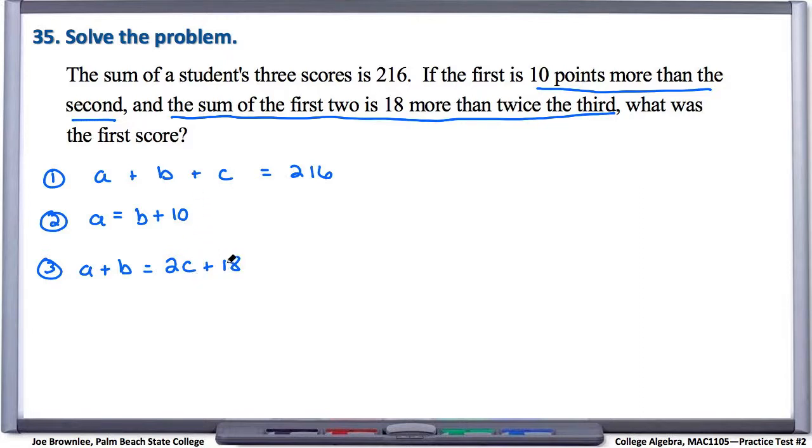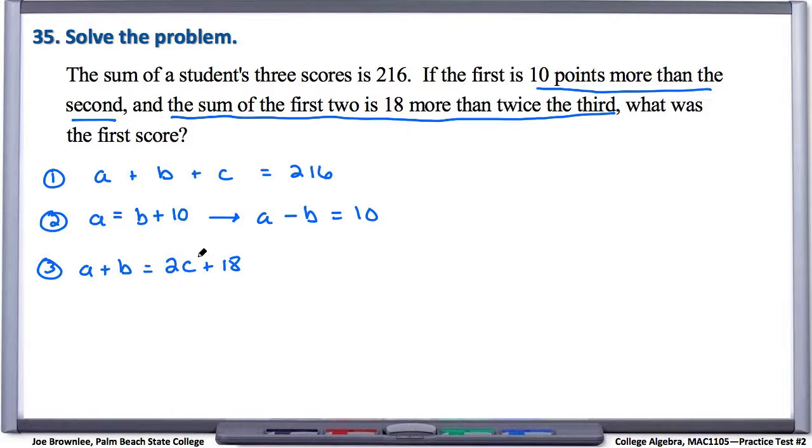Before we start actually solving, let's get all of the variables for each of these equations on the left-hand side. Notice equation 1 is good to go. We've got our A, B, and C on the left, the constant on the right. So that's what we want. Here in the second equation, let's get the A and the B on the left and keep the 10, that constant, on the right. And so what we'll end up with is A minus B equals 10.